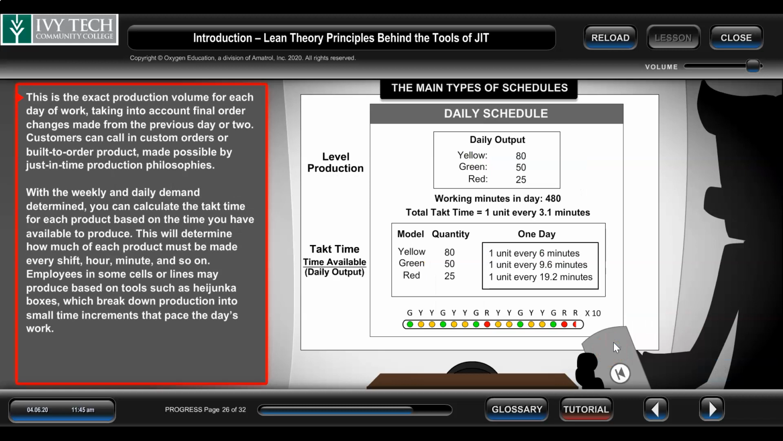This is the exact production volume for each day of work, taking into account final order changes made from the previous day or two. Customers can call in custom orders or built-to-order product made possible by just-in-time production philosophies. With the weekly and daily demand determined, you can calculate the takt time for each product based on the time you have available to produce. This will determine how much of each product must be made every shift, hour, minute, and so on. Employees in some cells or lines may produce based on tools such as Heijunka boxes, which break down production into small increments that pace the day's work.